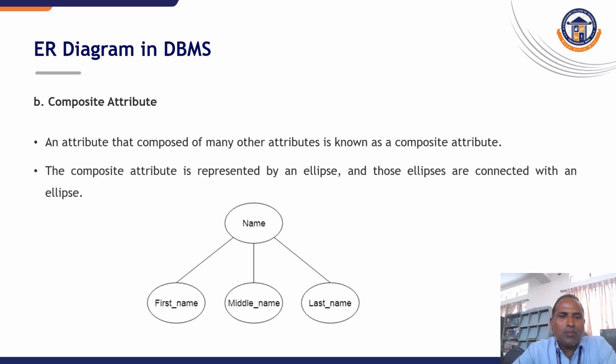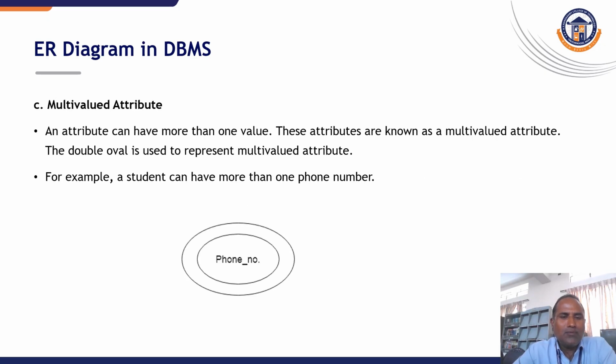The next one is the composite attribute. An attribute that is composed of many other attributes is known as a composite attribute. The composite attribute is represented by an ellipse, and those ellipses are connected to the main ellipse. For example, here the attribute is name, composed of many other attributes: first name, middle name, last name. If we have an attribute like this, we can say it is a composite attribute. This is the second one.